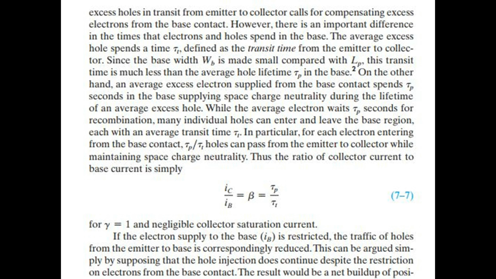If the electron supply to the base, IB, is restricted, the traffic of holes from the emitter to collector is correspondingly reduced. This can be argued simply by supposing that the hole injection does continue despite the restriction on electrons from the base contact. The result would be a net buildup of positive charge in the base and a loss of forward bias, and therefore a loss of hole injection, at the emitter junction.